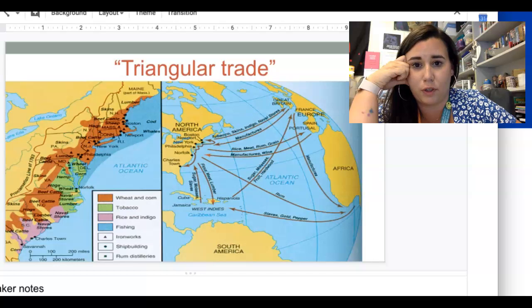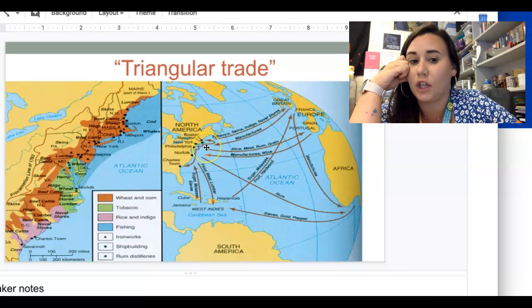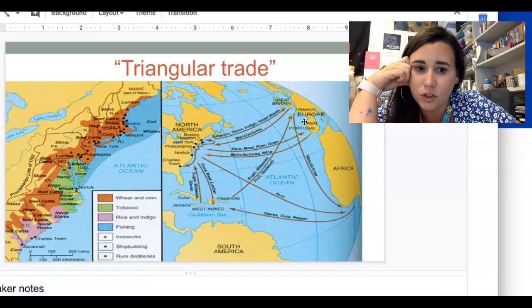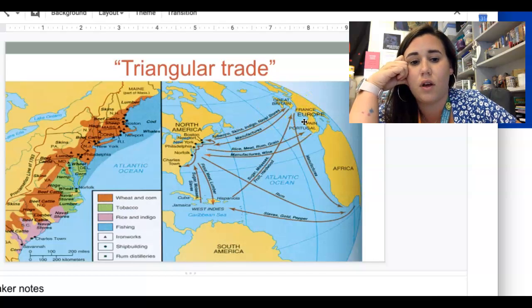So here's some other pictures of the triangular trade. We can see that sometimes it would go here and then come back here. It wouldn't always be the same ports in Europe. It shows you different types of goods that would have been part of this trade. And over here, it shows you what goods are being produced where.